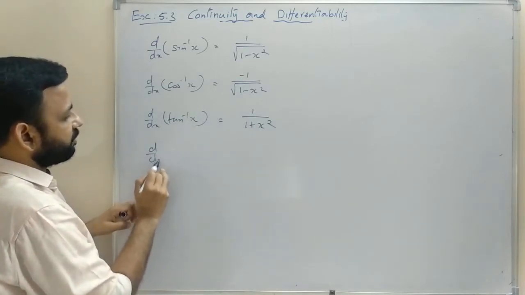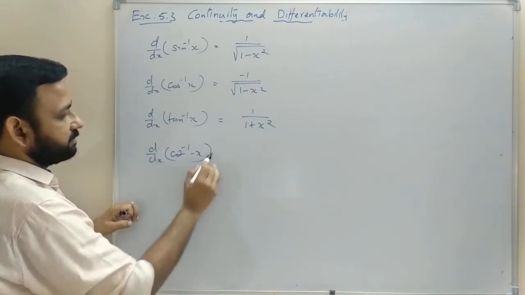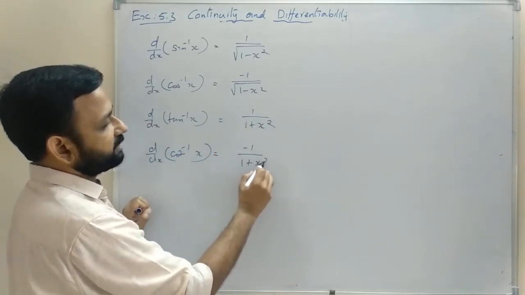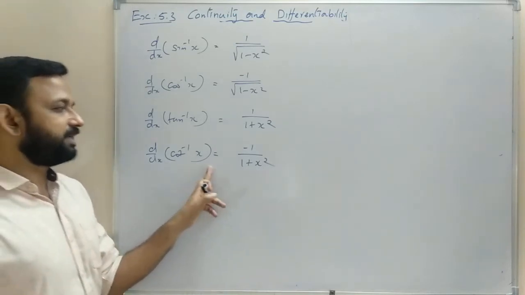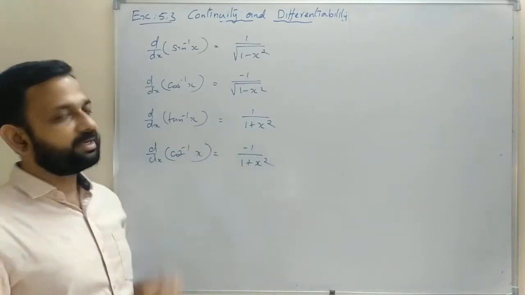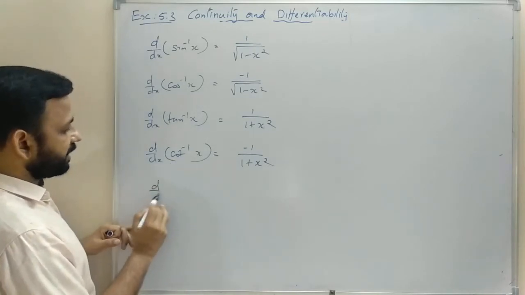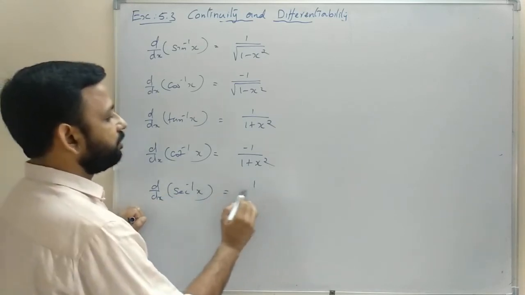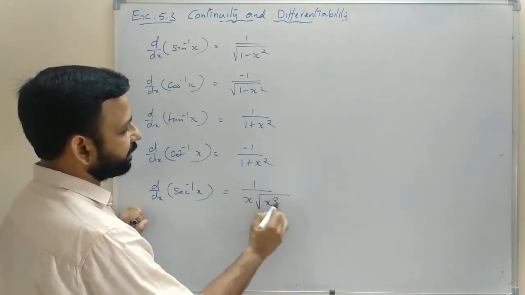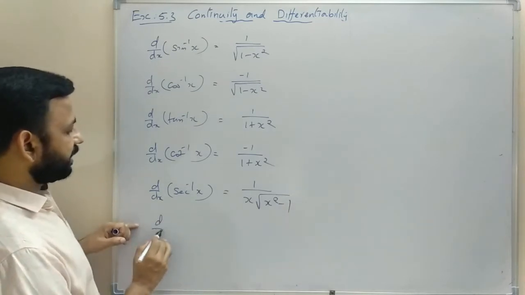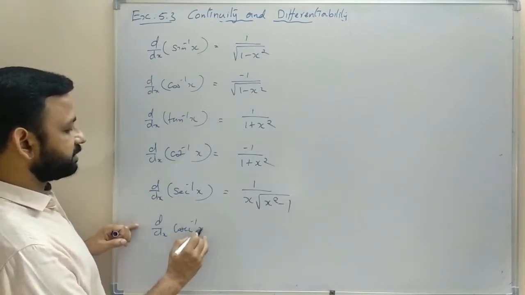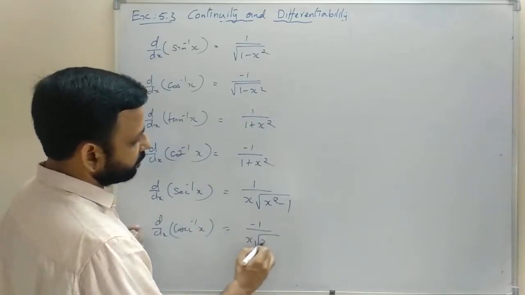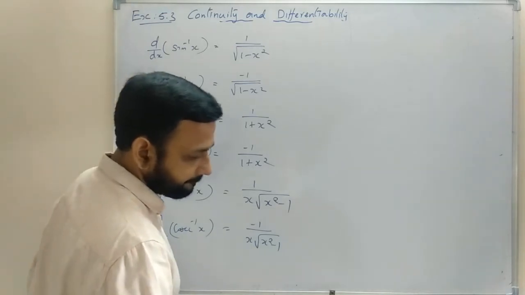Then d by dx of cot inverse x, that is negative of this one, that is minus 1 upon 1 plus x square. d by dx of cot inverse x is negative of d by dx of tan inverse x. Then d by dx of sec inverse x is equal to 1 upon x into under root x square minus 1. Then d by dx of cosec inverse x is equal to negative of this one, that is minus 1 upon x into under root x square minus 1.